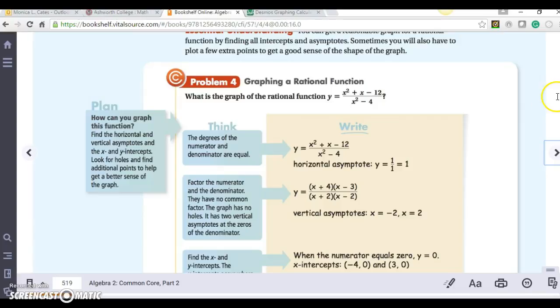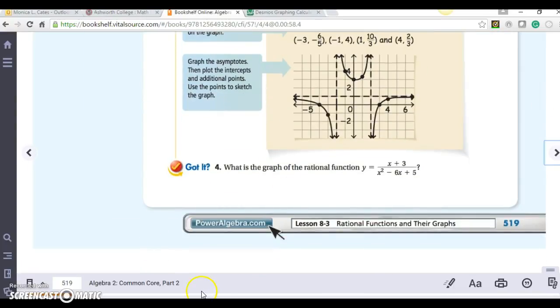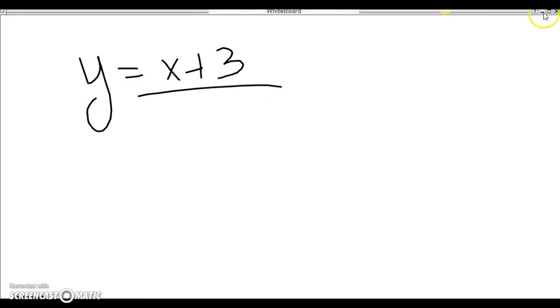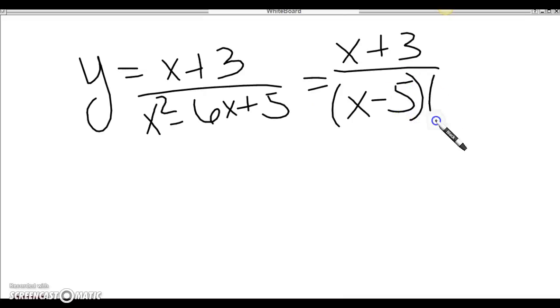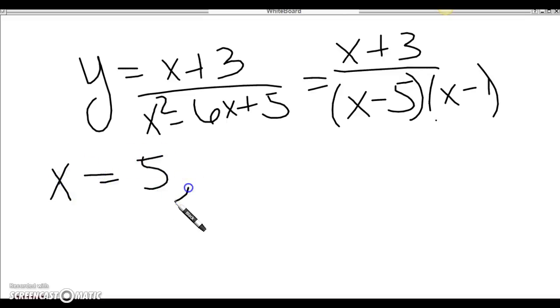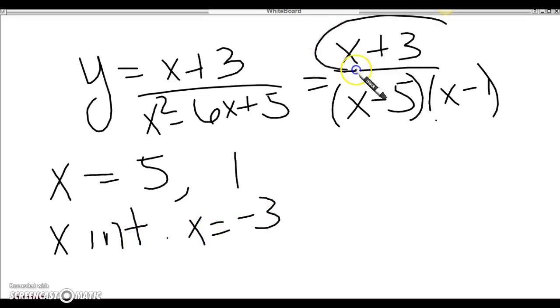Alright, so now let's see if we can do it on our own. So let me erase this. I have y equals x plus 3 over x squared minus 6x plus 5. I definitely need to factor this. So I'm going to get x minus 5 and x minus 1. And so my vertical asymptotes are going to be at x equals 5 and x equals 1. My x-intercept will be at x equals -3 because I set this equal to 0.